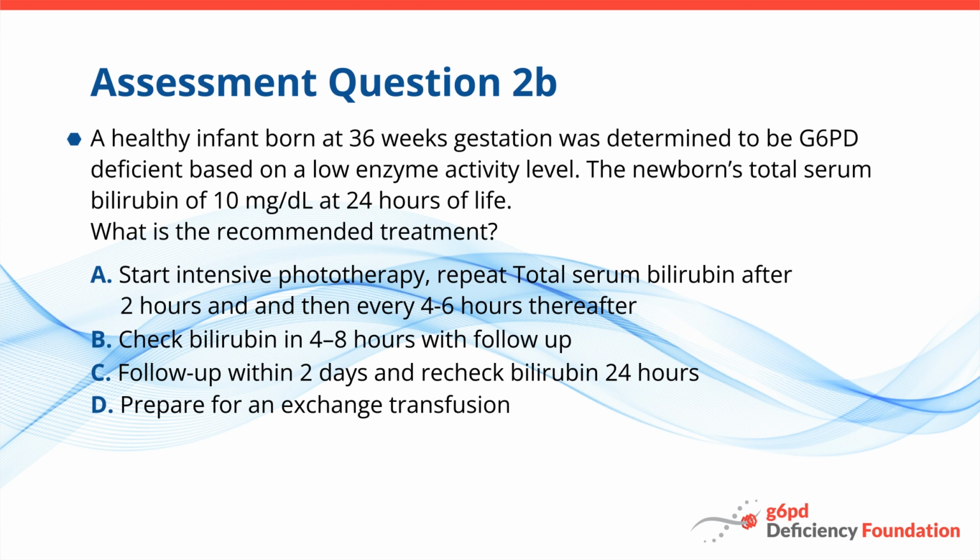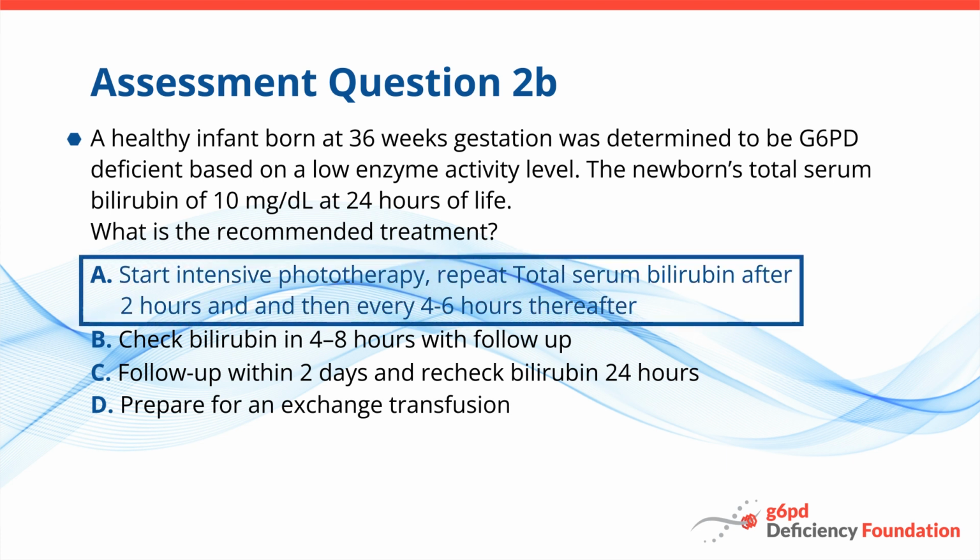The correct answer is A. Start intensive phototherapy. Repeat total serum bilirubin after 2 hours and then every 4 to 6 hours thereafter.